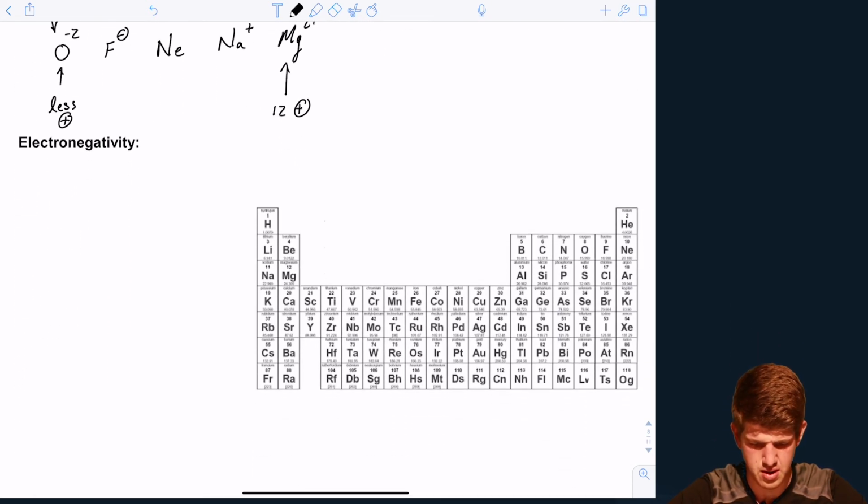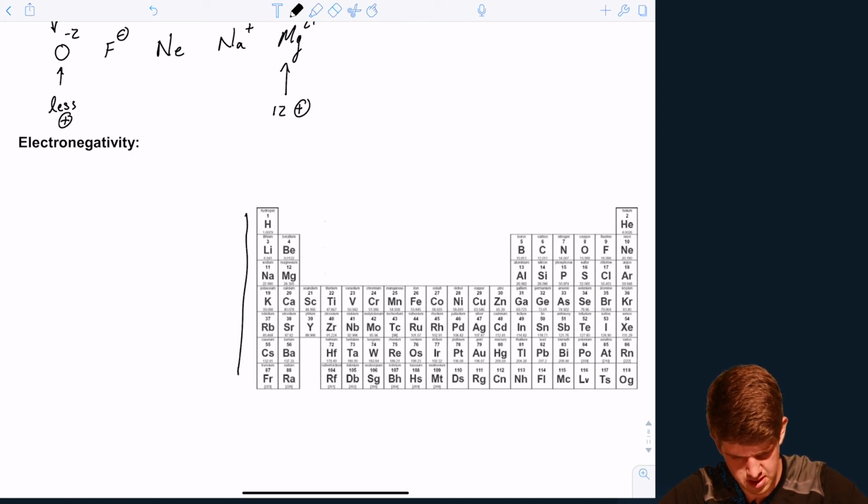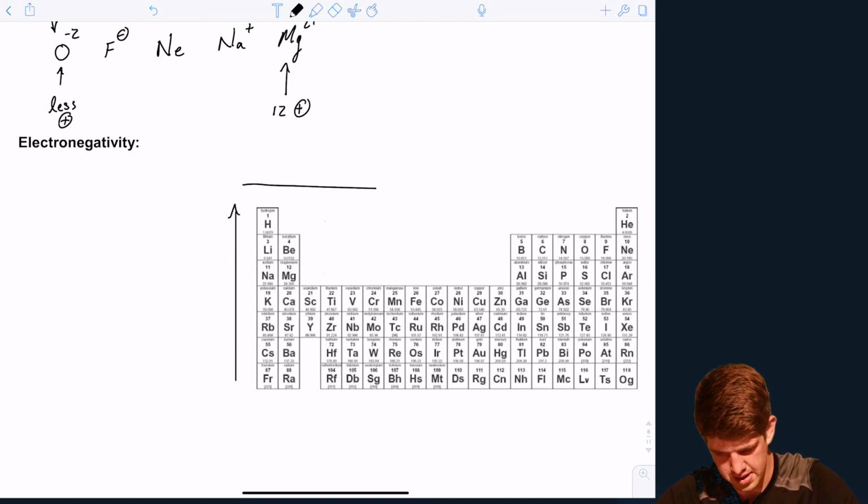Next, we have the trend of electronegativity. Electronegativity is really about how greedy an atom is with its electrons. I'll explain that in a second, but the trend is upwards, and to the right.